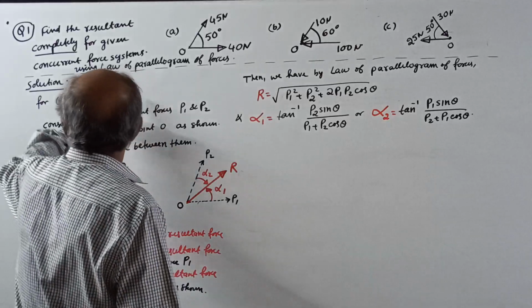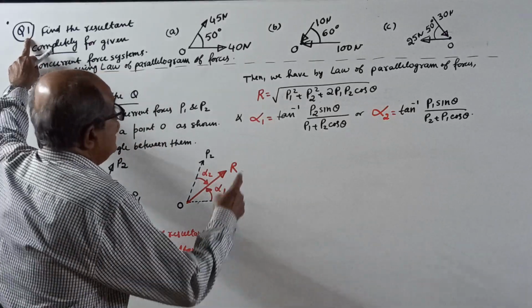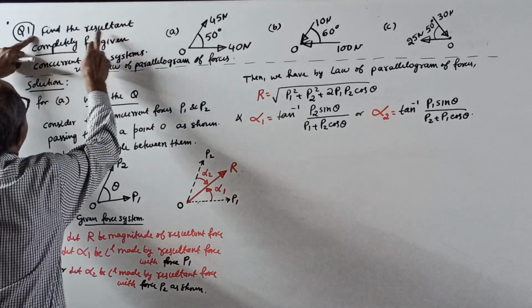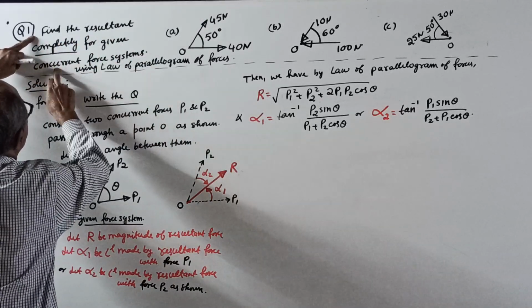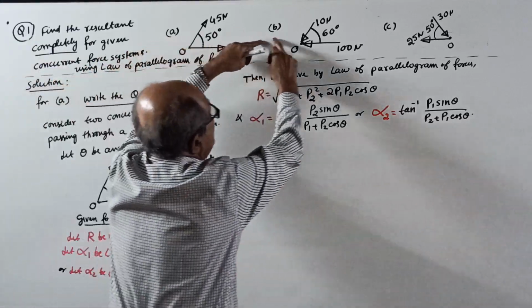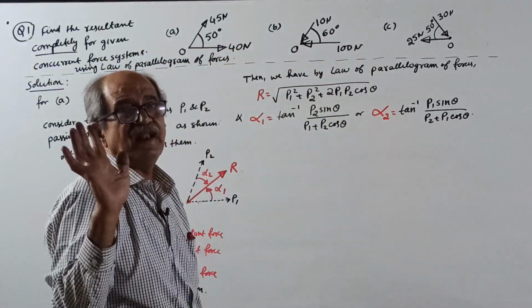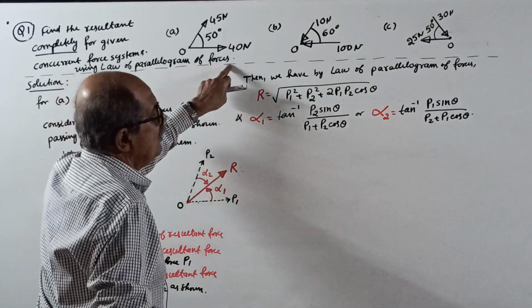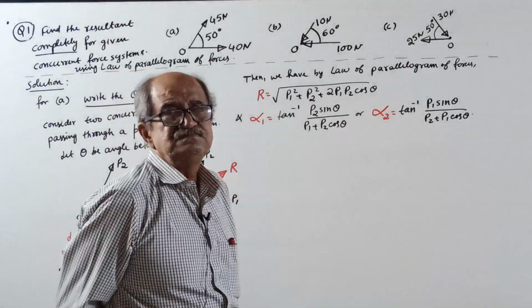Start. Question 1. I already wrote something here to save time. Find the resultant completely for the given concurrent force systems. Systems means A, B, C. There are 3 questions now. Use the law of parallelogram of forces.